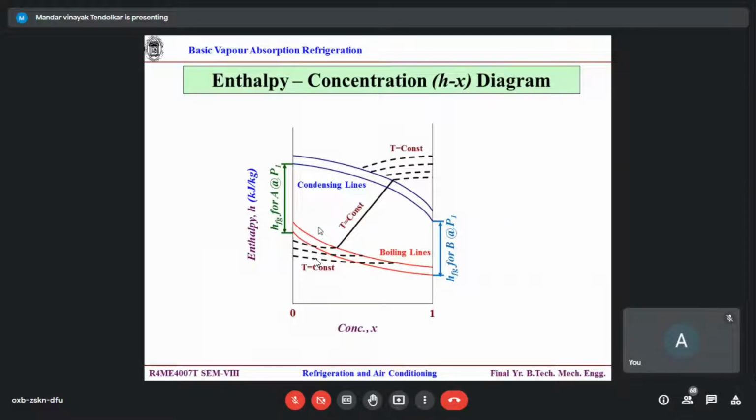Fine. Any doubt to anyone? So this is how we use the HX diagram or enthalpy concentration diagram. Any doubt to anyone? Online class?